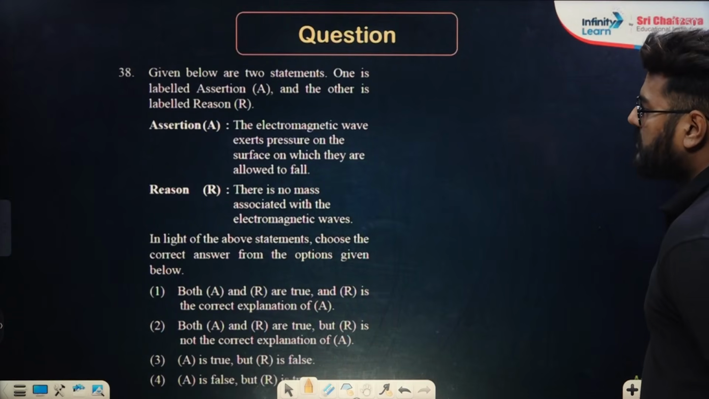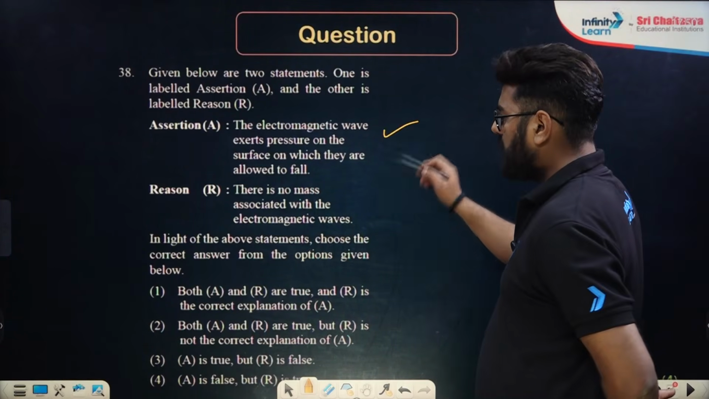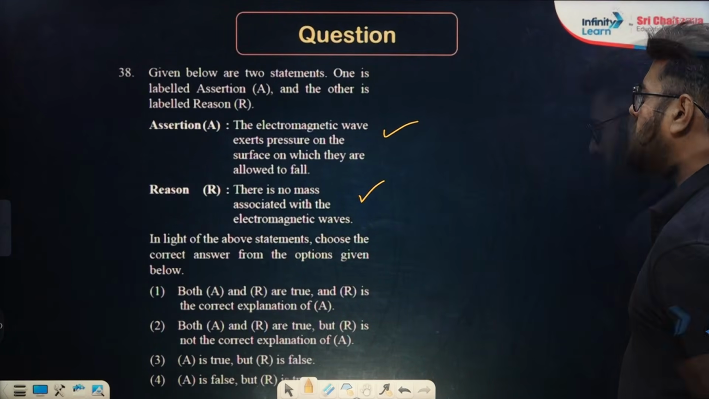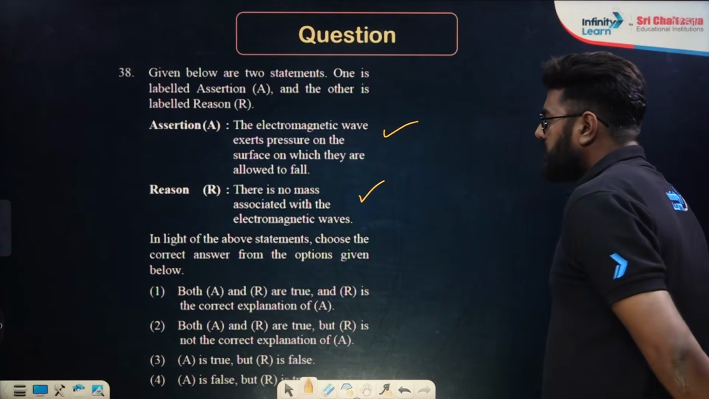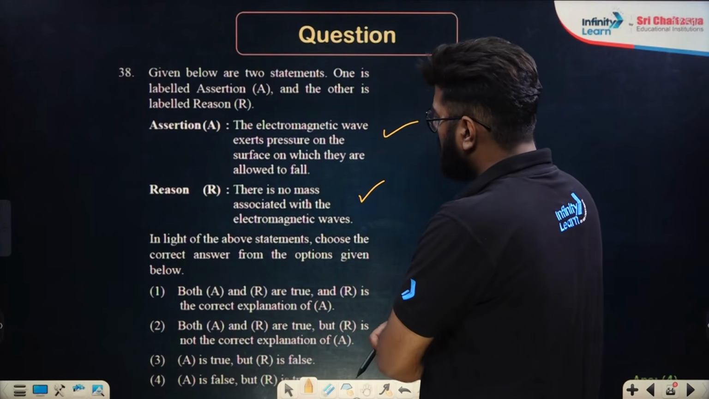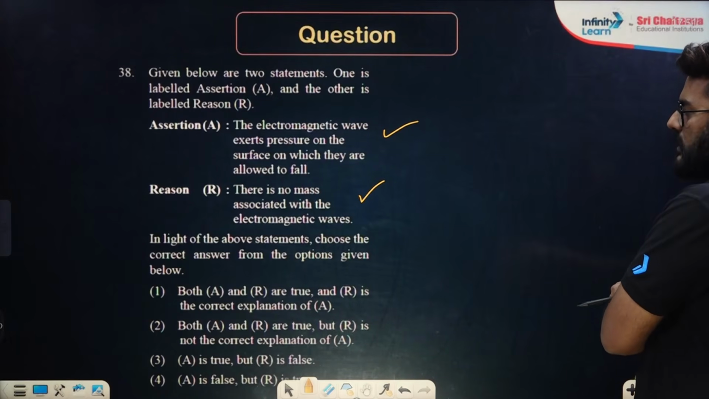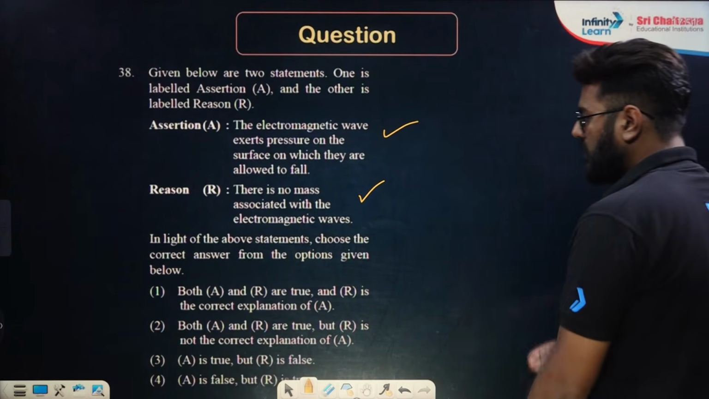Given below two statements, one is labeled assertion. The electromagnetic wave exerts pressure on the surface on which they fall. Correct. There's no mass associated. This is right, but this is not the right reason. Yes, there is no mass associated with the electromagnetic wave. Correct. It is not the right reason.